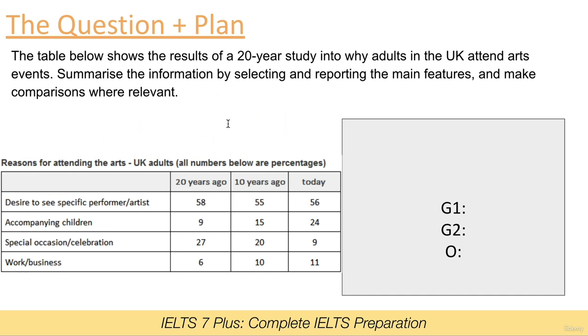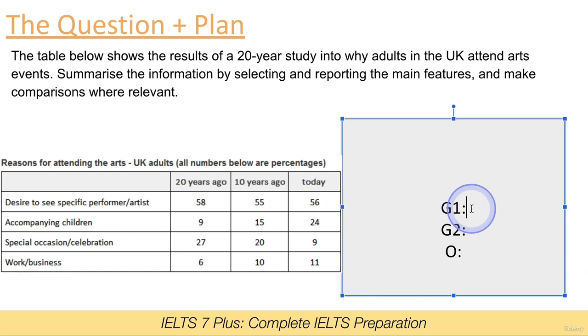Right, so let's have a look at some of these numbers then and see if we can find patterns. So 20 years ago, this desire to see specific performer, 58, 56 today. So that decreased over time. I know it increased at the end there, but that could be a possible grouping. Accompanying children, this percentage increased. Special occasion celebration decreased. Work business increased. Oh, so we're starting to see a pattern here.